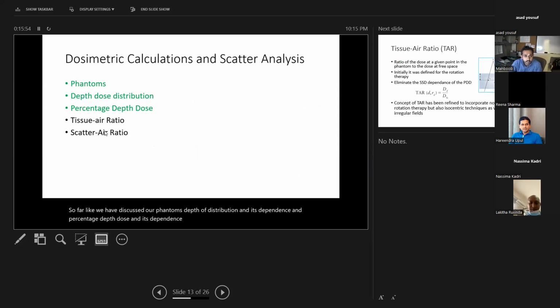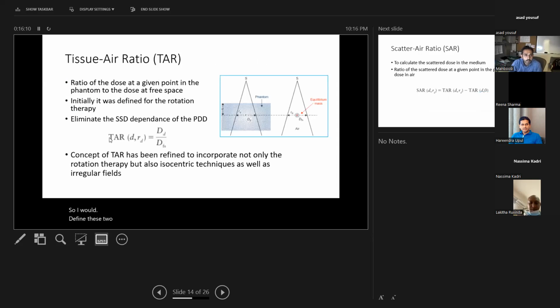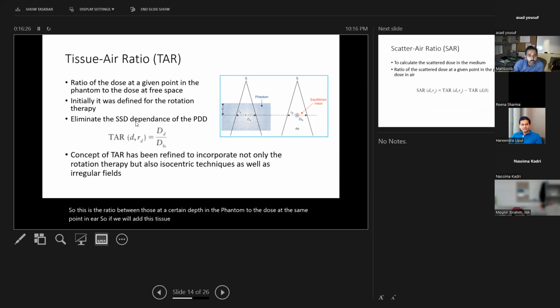So far we have discussed phantoms, depth dose distribution and its dependence, and percentage depth dose and its dependence on different parameters. Now there are two conventional ratios called tissue air ratio and scatter air ratio. These are also important factors in dosimetric calculations, so I would define these two briefly. Tissue air ratio is the ratio between the dose at a certain depth in the phantom to the dose at the same point in air. This tissue air ratio will eliminate the SSD dependence of the percentage depth dose.